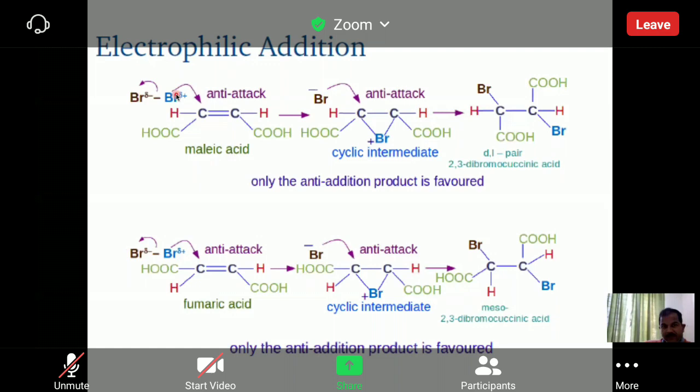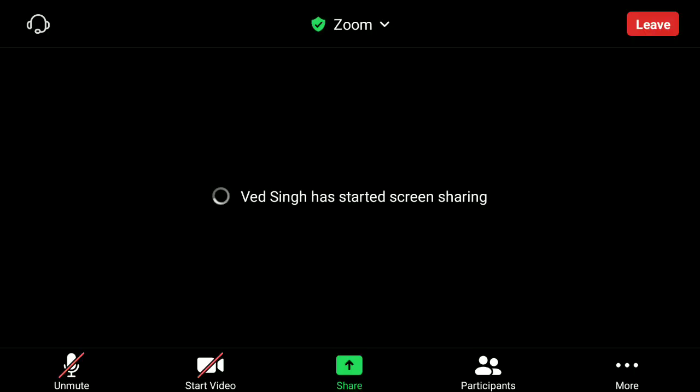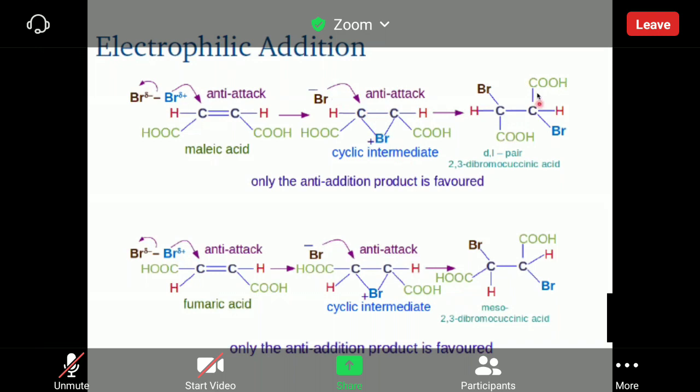due to this bromine. In both the cases, both bromines will be in opposite direction, meaning anti orientation will be there. So you will get the DL pair. This molecule is a cis molecule, both hydrogens on the same side. So cis will give the DL pair.